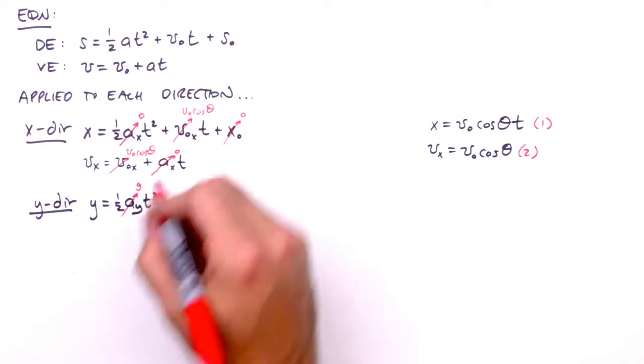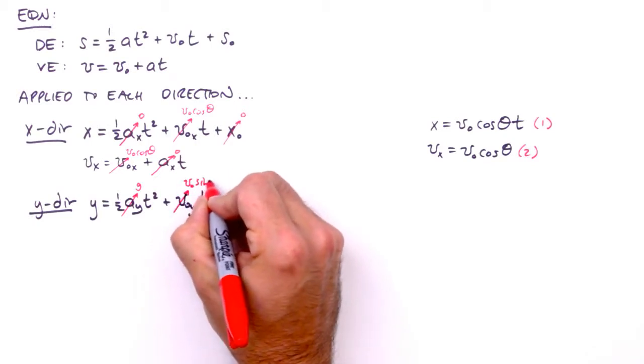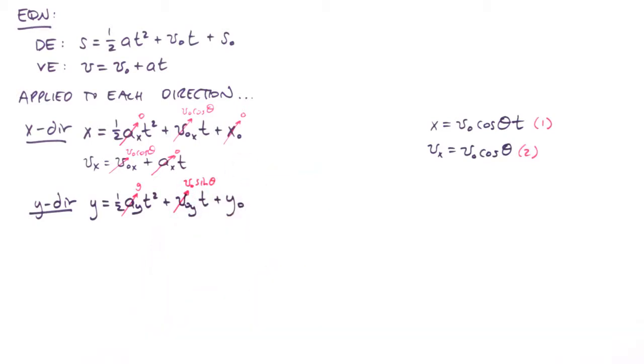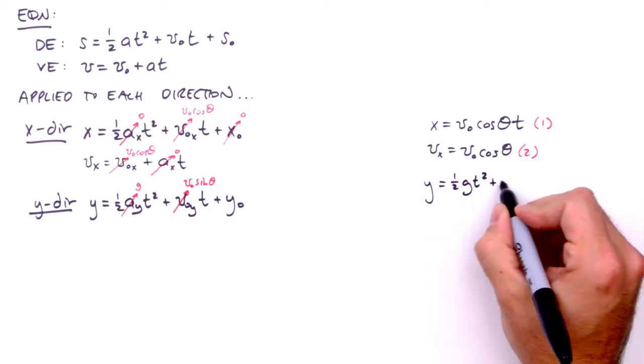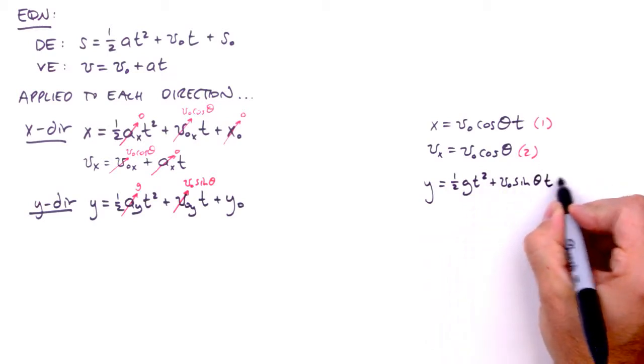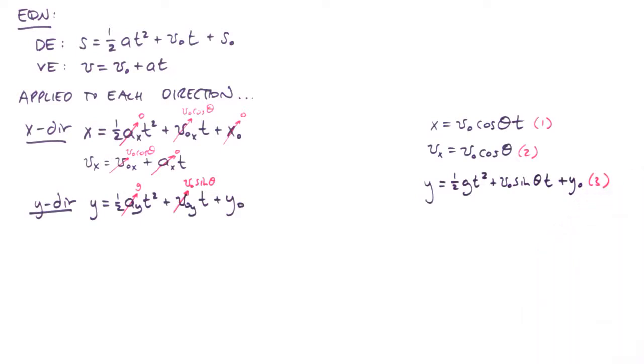And we've defined v sub o sub y, the y component of our projectile's initial velocity, as v sub o sine theta. So the displacement equation in the y direction simplifies to become y equals 1/2 gt squared plus v sub o sine theta t plus y sub o. Label that equation 3, and we're almost done.